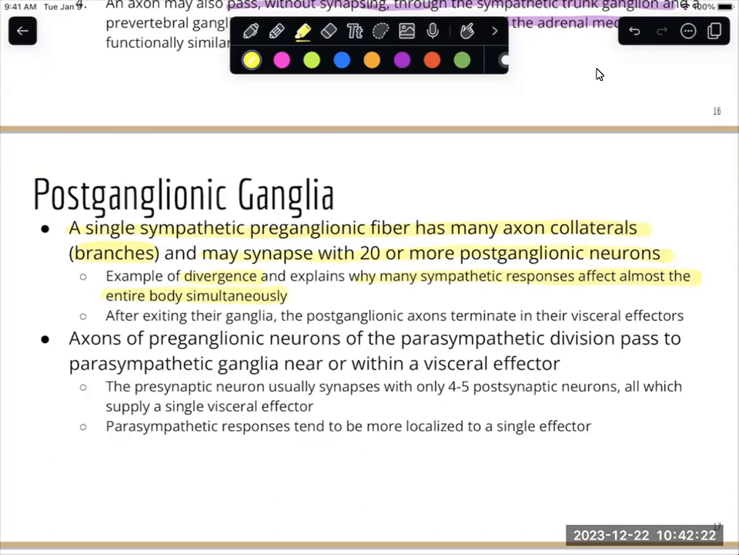The parasympathetic, on the other hand, is going to go through the parasympathetic ganglia, and they usually only synapse with 4 or 5 postganglionic neurons. Parasympathetic responses are more localized.